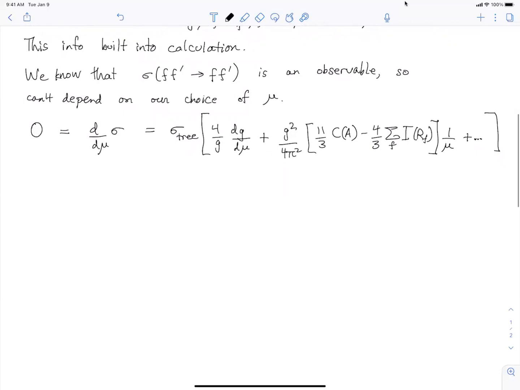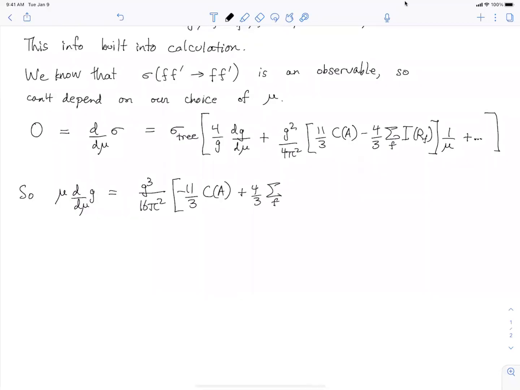Okay, so because this thing can't possibly depend on mu, the only way is for all of this stuff to be 0. And therefore, we've learned what the derivative of the coupling with respect to mu is. In particular, mu times d by d mu, acting on the coupling, must be g cubed over 16 pi squared times minus 11/3 Casimir of the adjoint plus 4/3 some other fermion representations, like so.